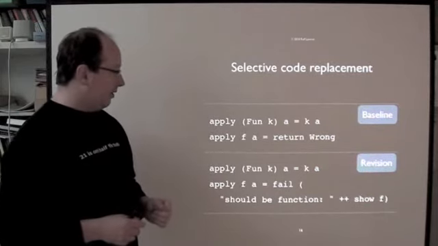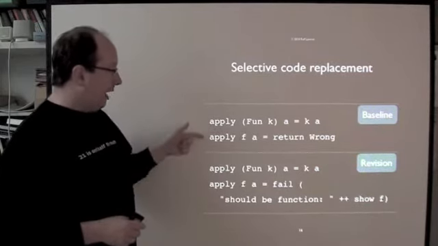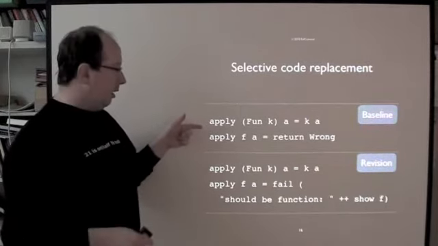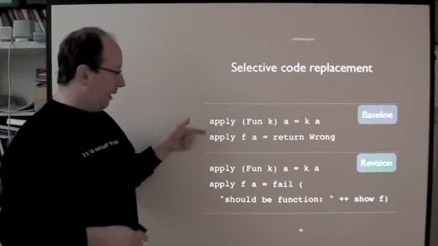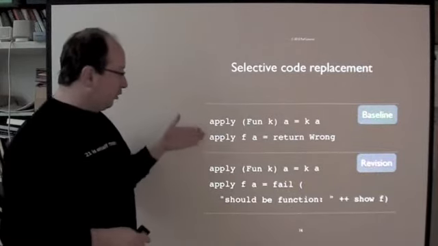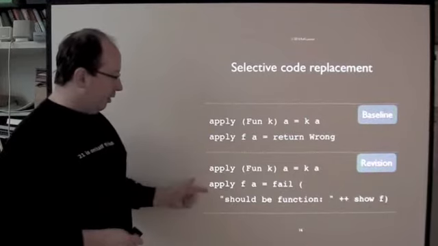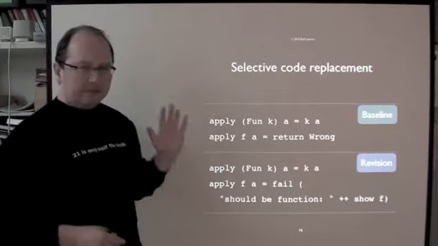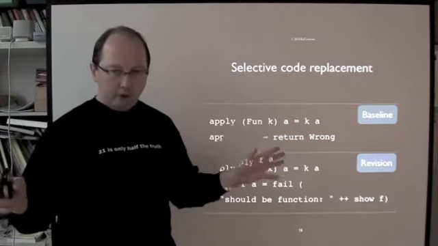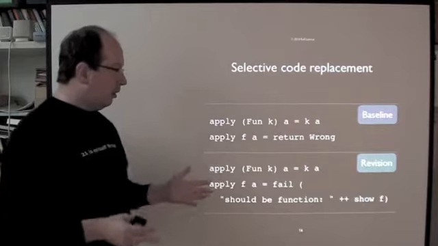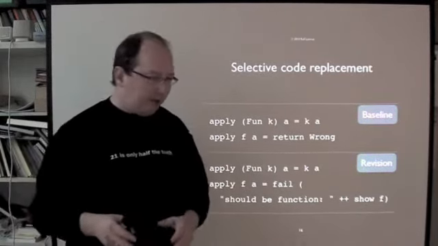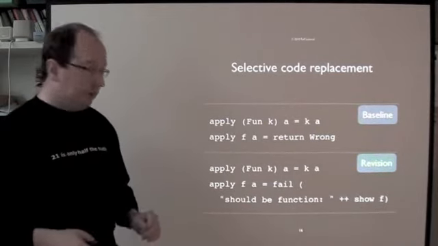So in this case, we have this kind of baseline definition of apply, but we want to propagate error messages here when this case happens. So we have to patch the apply function and rather invoke fail here. So I call this a selective code replacement as opposed to a global rewrite. It's still better to have a little bit of selective code replacement rather than no code reuse at all.